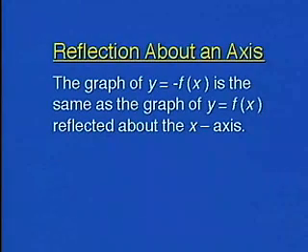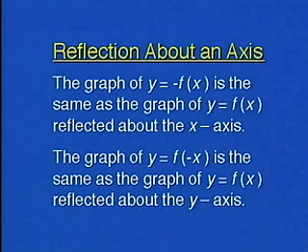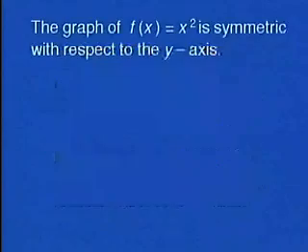The graph of y equals the opposite of f of x is the same as the graph of y equals f of x reflected about the x-axis. The graph of y equals f of the opposite of x is the same as the graph of y equals f of x reflected about the y-axis. Now those are two very important concepts, and you should keep those in mind, and those should become top-of-the-head knowledge for you. Let's take a look at the following graph.